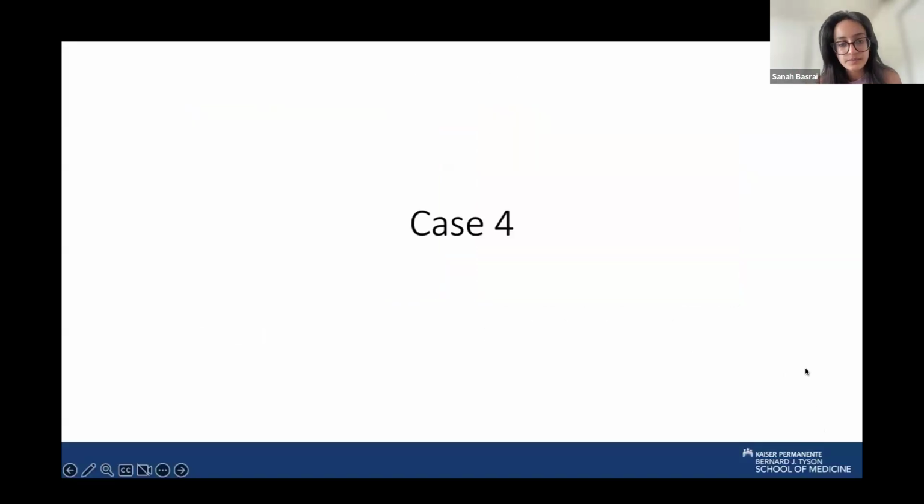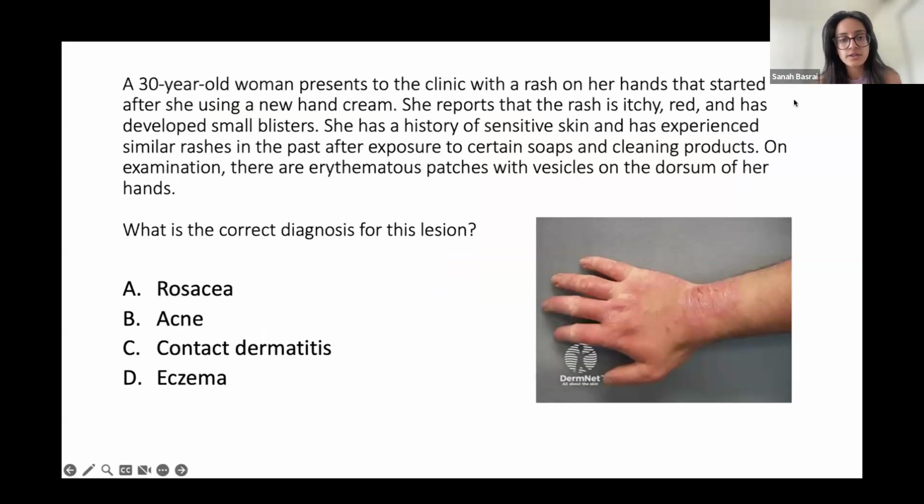Next slide. Then case 4, a 30-year-old woman presents to the clinic with a rash on her hands that started after she started using a new hand cream. She reports the rash is itchy, red, and has developed small blisters. She has a history of sensitive skin and experienced similar rashes in the past when exposed to soaps or cleaning products. On exam, there's an erythematous patch with vesicles on the dorsum of her hands. What is the diagnosis?